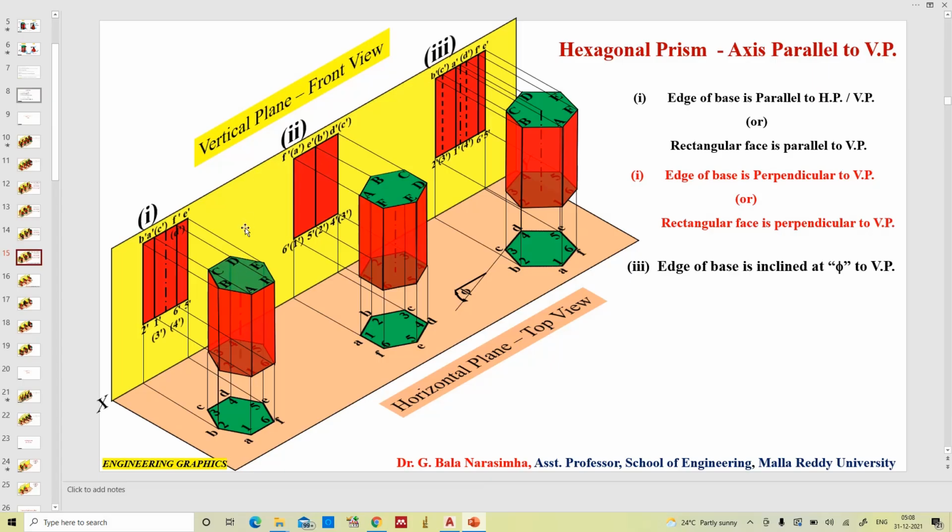Coming to the top view, the top base is clearly visible, that's why A, B, C, D, E, F, and the bottom base is invisible, so the notations are kept inside the polygon. So this is all about the front view and top view. Let us draw the same in AutoCAD.